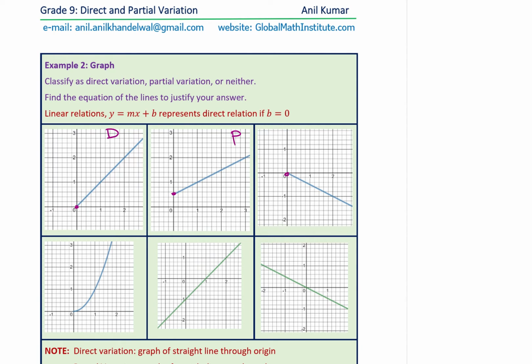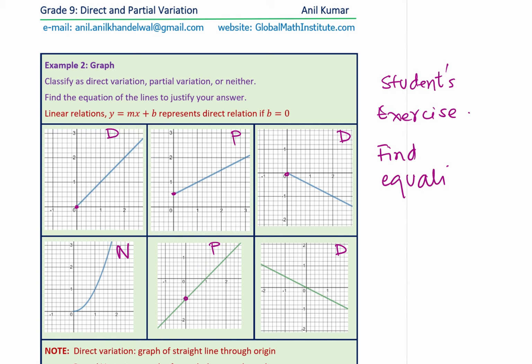Here it is going through the origin and therefore it's direct variation. This is non-linear, so it's neither. This line goes through a point which is a y-intercept different from the origin, so therefore this is partial variation. The last one here is direct variation. So the students' exercise is to find the equation for each line.